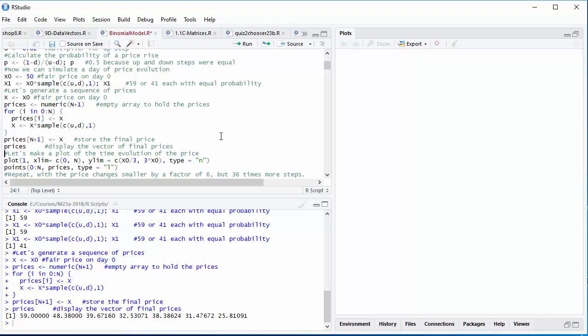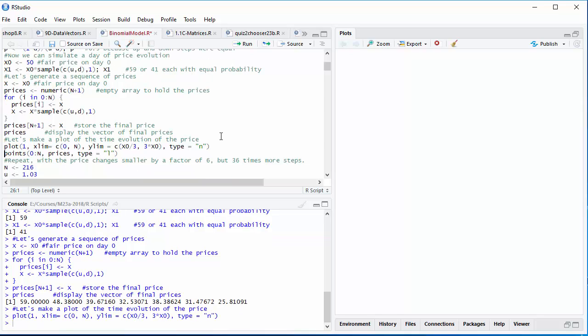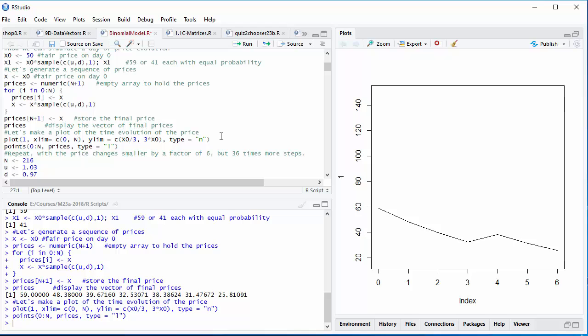In R, everything is a vector. This is a vector with 7 components, prices on day 0 up through day 6. The stock seemed to be having a very bad time. It went down every single day, but if I ran it again, I'd get quite different results. And I can make a little plot of this.